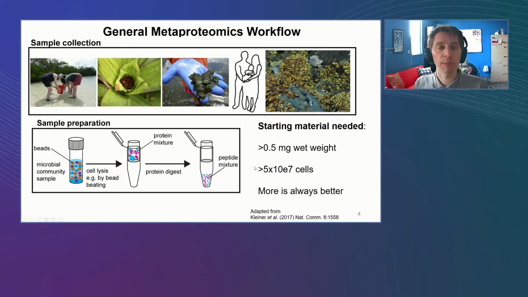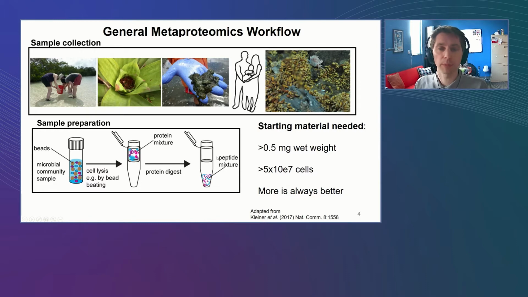A question that often comes up in the context of sample preparation is, of course, how much material do I actually need to do a metaproteomics experiment? What I like to say is, it depends on your sample type, but ultimately, if you have 0.5 milligram of wet weight material, you can actually start thinking about doing metaproteomics. So, to get started on that.